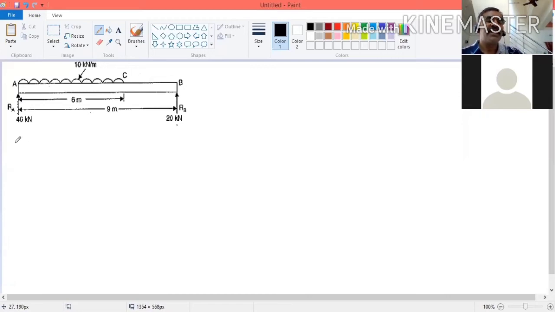This can be calculated by taking moment about A. Either you can take B also, nothing wrong. Now you are taking moment about A, so you consider all the forces, left side and right side. Here you need not follow the sign convention you followed in shear force and bending moment. Here it is an equilibrium equation, so the total moment must be equal to 0. You have to consider all the forces and all the moments.